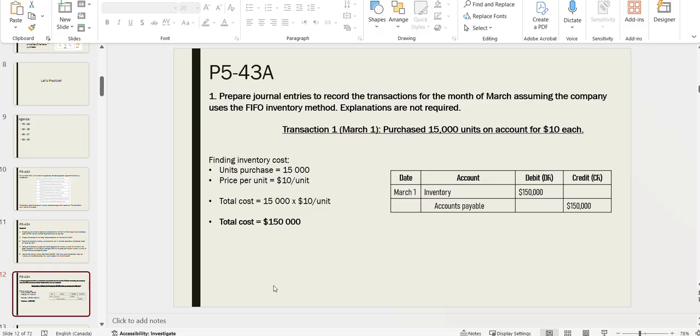Okay, we purchased on account, so it increases our accounts payable for $150,000. Why $150,000? Because the number of units is 15,000 units and the cost of each is $10. So 10 multiplied by 15,000 is $150,000. And we purchased some items for inventory, so it increases our inventory. So we debit inventory for $150,000.